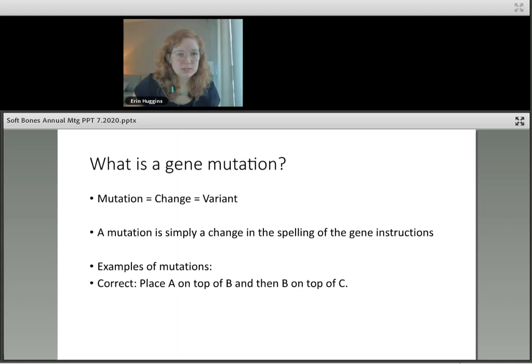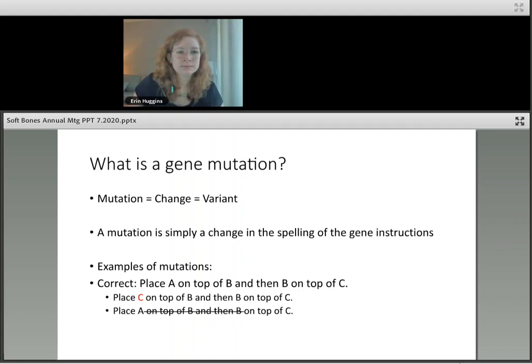The correct instruction is place A on top of B, and then B on top of C. That's the instruction for how to mix the ALP enzyme, for example. You can have a mutation that's a literal spelling change. You can see A here has been changed to C. So place C on top of B, and then B on top of C. That instruction no longer makes sense, so I would not be able to follow that instruction.